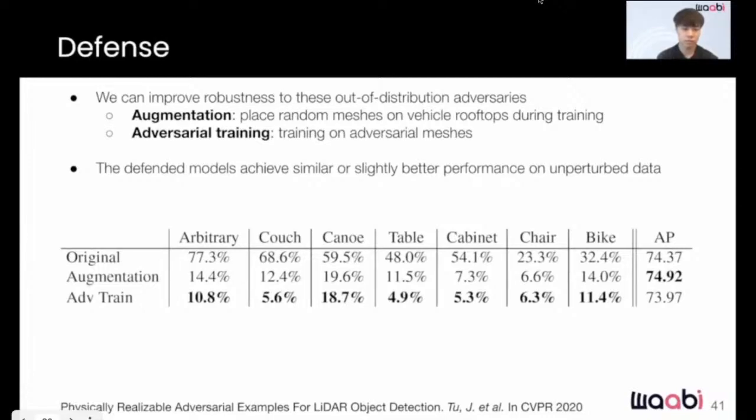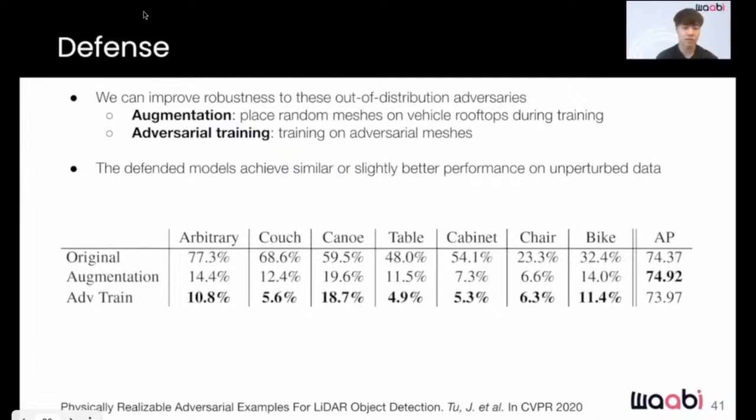Here, we simultaneously update the adversarial mesh and the model. And furthermore, we show detection performance on the unperturbed dataset in the rightmost column and show that a defended model achieves similar or better performance. Therefore, by training against their adversaries, models become much more robust to out-of-distribution rooftop adversaries.